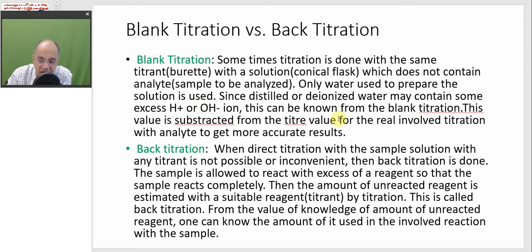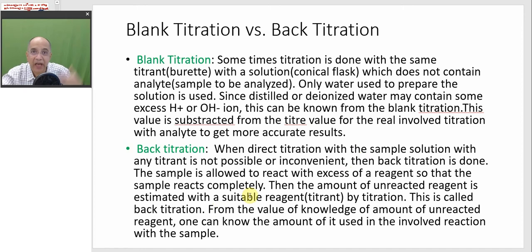This is the analyte, the real titration is with the analyte. Whatever value you get is a little more than what you should have got, because H plus ion or OH minus ion is there. So you have to subtract to get a more accurate result. That is called blank titration. And back titration you already know.